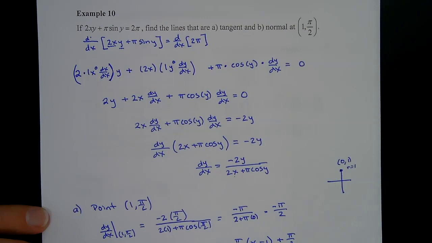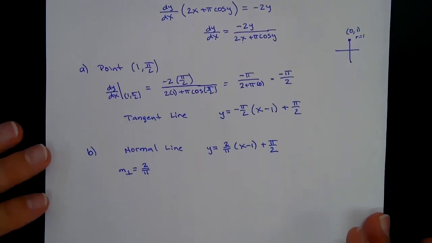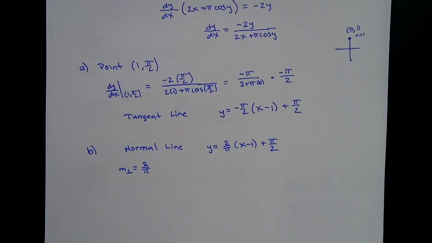So our normal line, that would be, okay, so we have to take this slope that we got with the tangent line, flip it, and change the signs. So this becomes positive 2 over pi. So we have y is equal to, and I should say m perpendicular is 2 over pi. So 2 over pi times x minus 1, and then plus pi over 2. And I just realized you can't see any of that. Sorry. All right. I'm not going to record that.